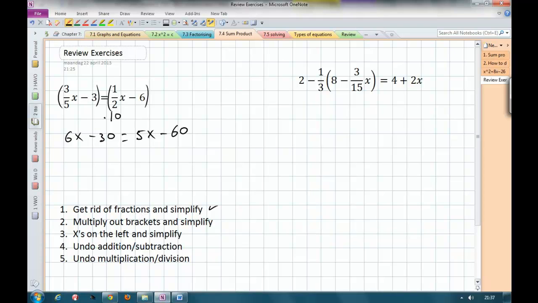We got multiply out the brackets and simplify. We have no brackets, so we can skip that. X's on the left and simplify. That means minus 5x on both sides. And I've got x minus 30 is equal to the minus 60. Done that. Undo addition or subtraction is plus 30 on both sides. That gives me x is equal to minus 30. And I'm actually done. There is no undoing of multiplication or division.